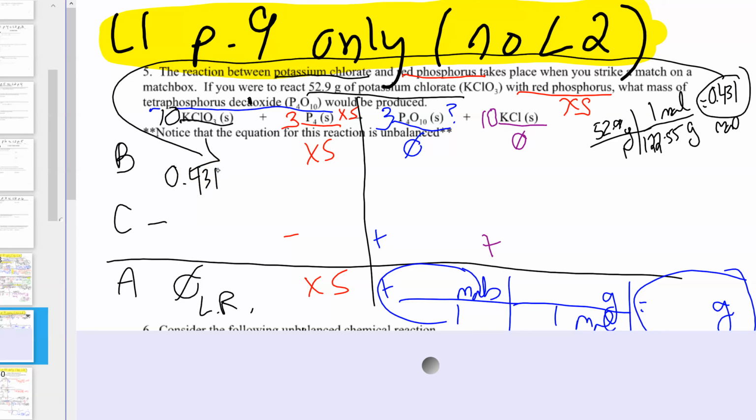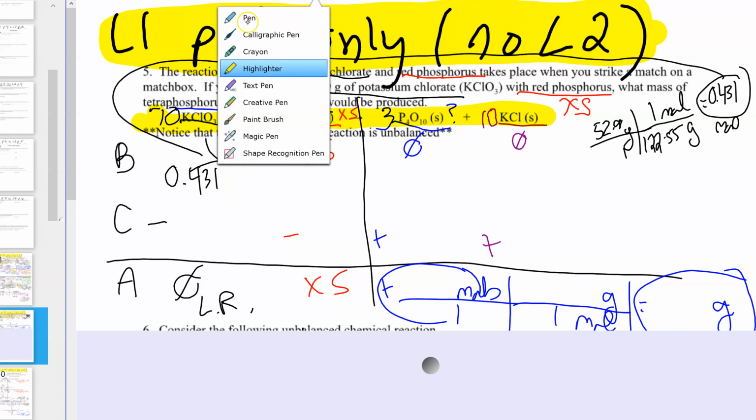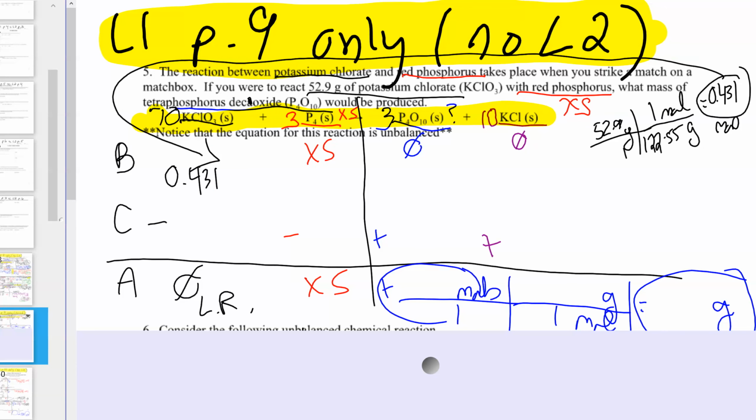So 0.431. Before the reaction starts, we'll say we have excess red phosphorus, and there are no products. Remember that we're pulling all of our mole ratios from this balanced chemical equation. This is my recipe, but down here, the Bca table, those are my ingredients, what I actually have. So during the change, what's going to run out first? The potassium chlorate. I'm going to use up all 0.431 moles, and there'll be none left over. I'm calling that my limiting reactant.